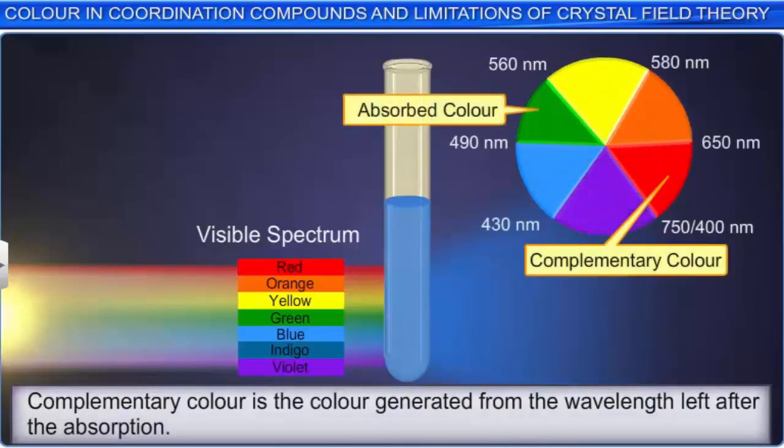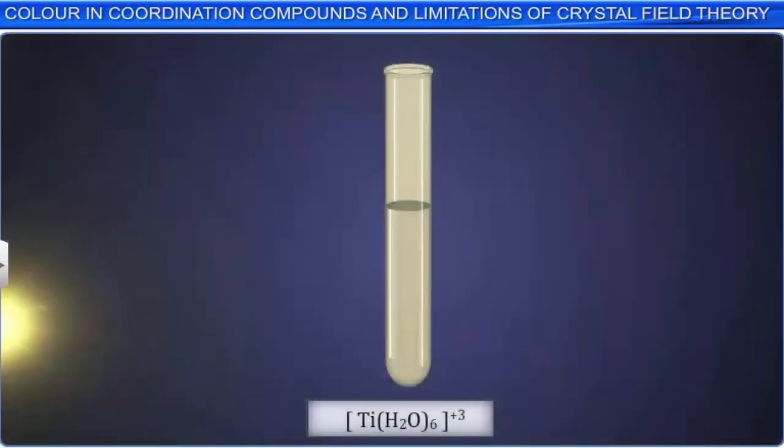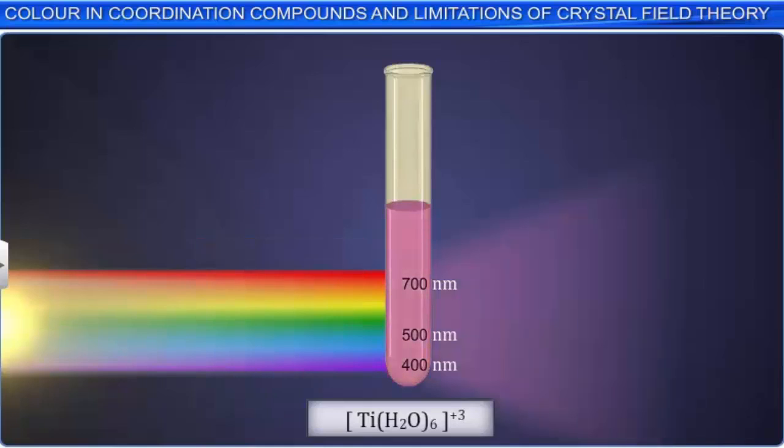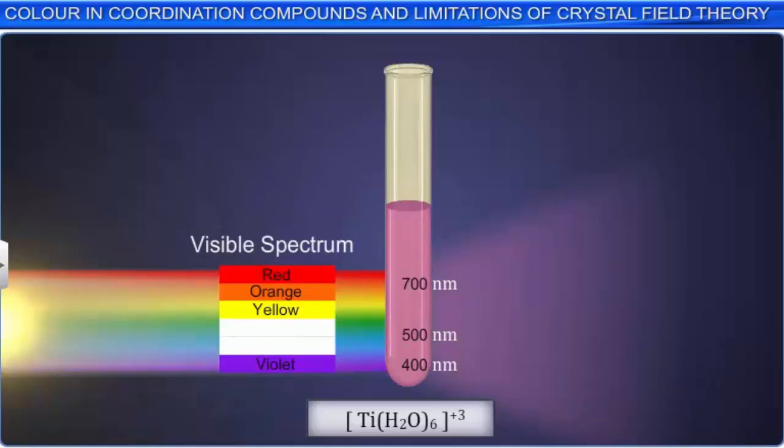For example, for [Ti(H2O)6]3+, the maximum absorption occurs at 498 nanometers, which corresponds to the blue-green portion of light. The transmitted light is devoid of the blue-green portion, and hence the complex appears purple. The relationship between the absorbed and transmitted wavelengths can be readily understood from the table here.